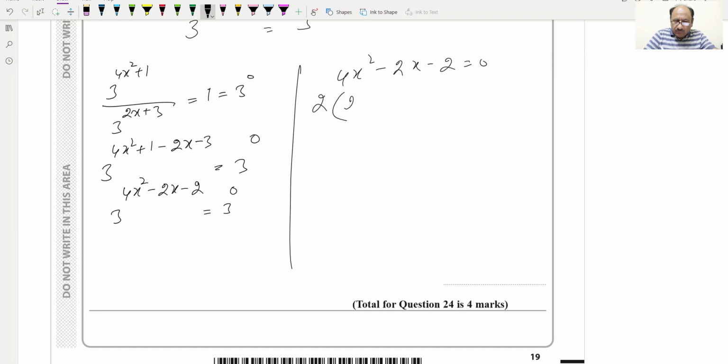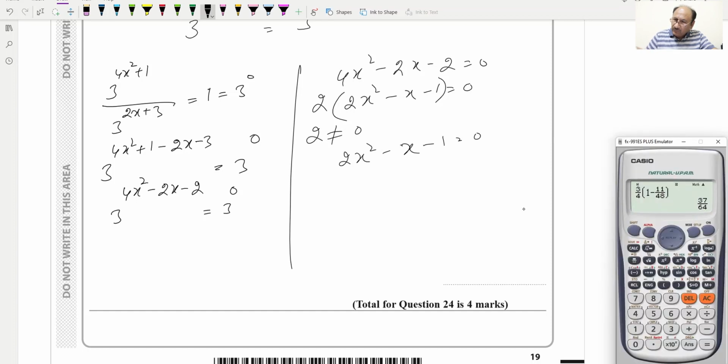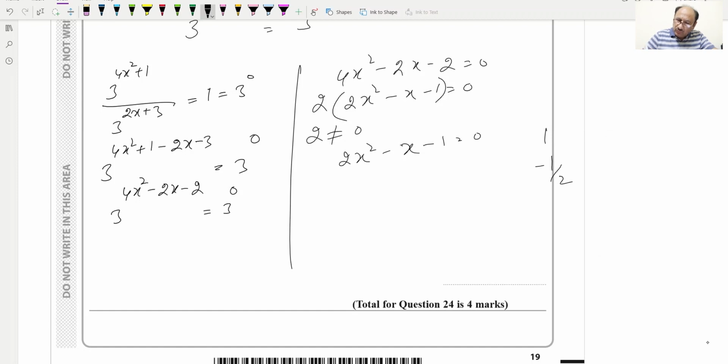2 we can take common, so 2x squared minus x minus 1 is equal to 0. 2 is not equal to 0, so 2x squared minus x minus 1 is equal to 0. And we can solve this quadratic equation. So coefficient of x squared is 2, coefficient of x is minus 1, and constant is minus 1. So it is 1 and minus 1 by 2. So 1 and minus 1 by 2 will change sign and use these values. So we can write x minus 1, and the second pair will be 2x plus 1 is equal to 0.